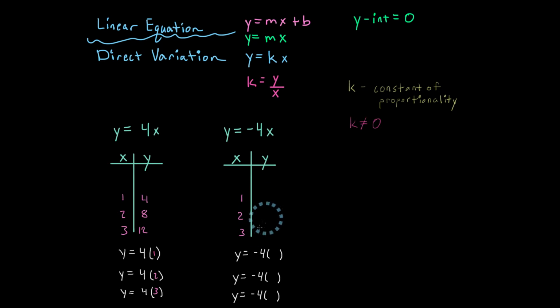Okay, so now we're going to want to pay special attention to what happens to y when we substitute 1, 2, and 3 into this equation. Notice k is a negative number. So when x is 1, 1 times negative 4 is negative 4, so y is negative 4. When x is positive 2, negative 4 times 2 is negative 8, so y is negative 8. And for this last one, when x is 3, negative 4 times 3 is negative 12. So when x is 3, y is negative 12.